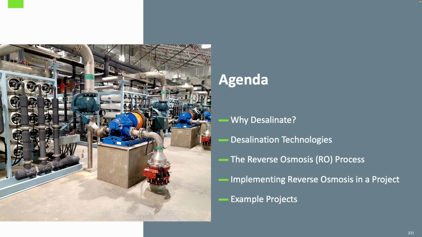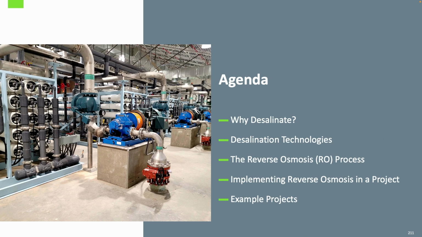So today I'm going to talk about why to desalinate, some desalination technologies, the reverse osmosis process, which is really the most common desalination technology in use today, and implementing reverse osmosis technology in a project. I'll run through a couple example projects. I have a couple slides on two projects. But hearing what they've done in the wastewater and discussion on PFAS, a lot of reverse osmosis can also be used for this type of treatment also.